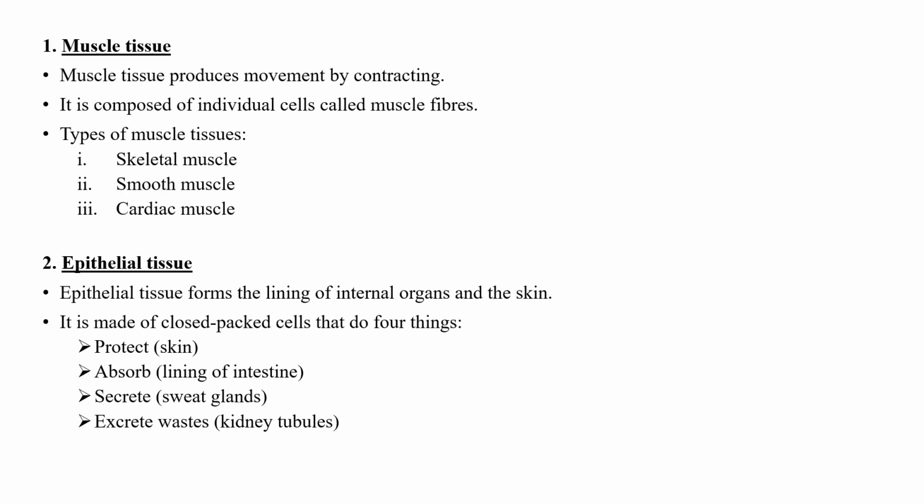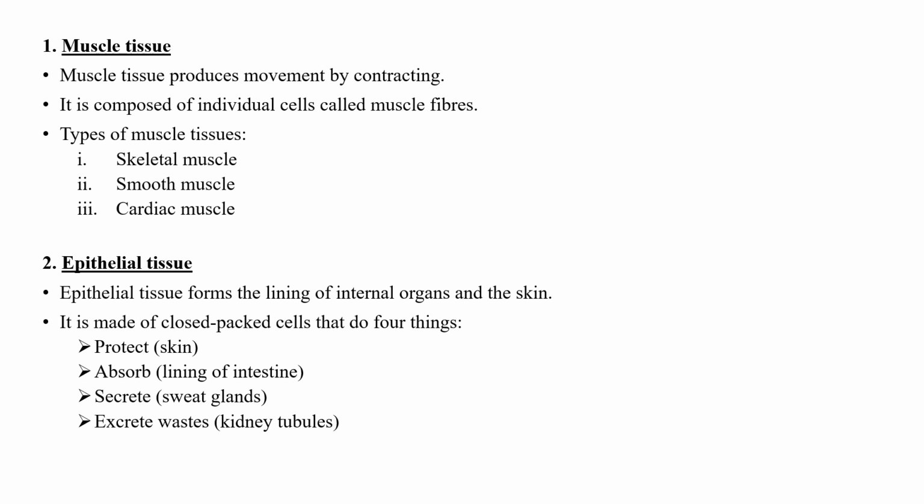Coming to muscle tissue, it produces movement in the body by contracting or shortening in length. Muscle tissue is made of individual cells called muscle fibers. There are three basic types of muscle tissue: skeletal muscle, smooth muscle, and cardiac muscle. Skeletal muscle is attached to bone, whereas smooth muscle is found in the internal organs like the intestine and the uterus. Cardiac muscle is found only in the heart.